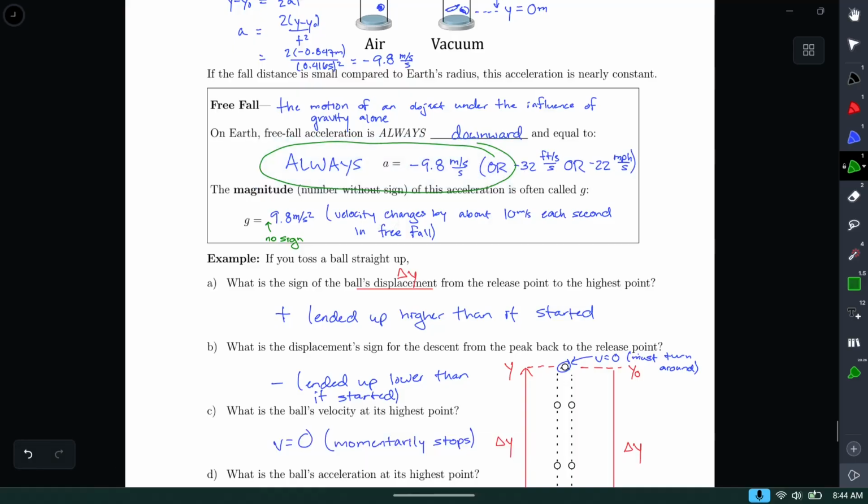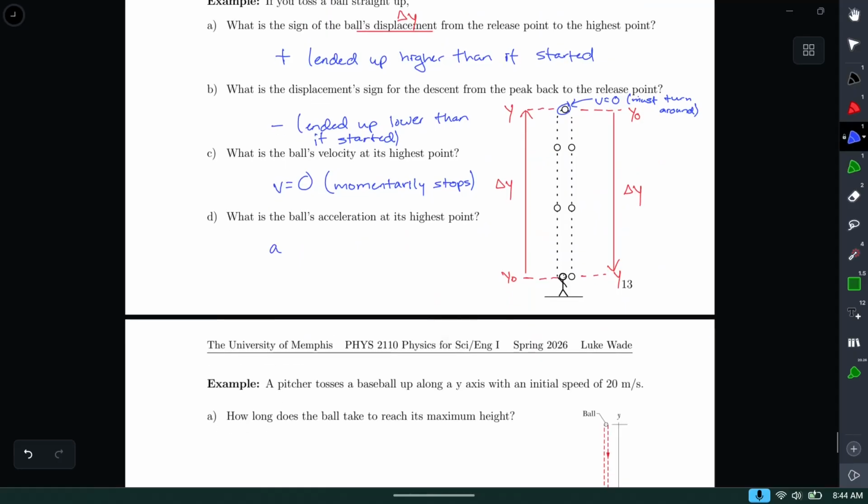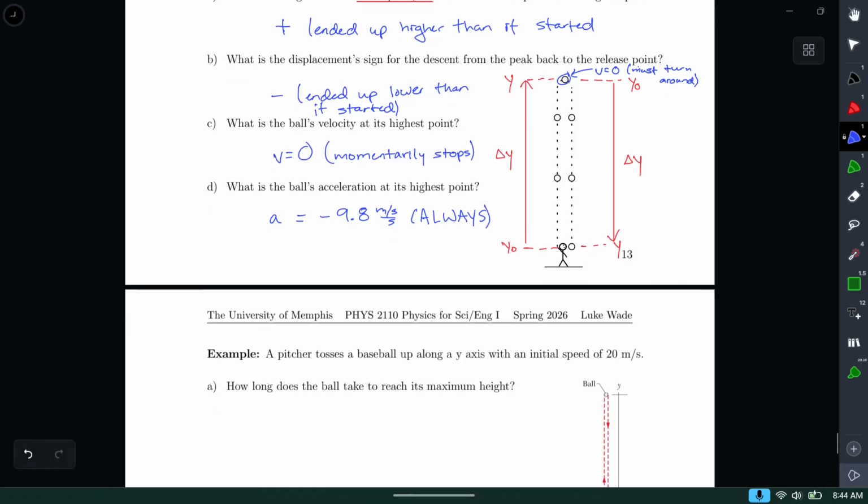It is always negative 9.8. It's tempting to say 0 because the velocity is 0, but the acceleration, as you said, is negative 9.8 meters per second per second, and that is always the case in free fall. So now we have to make sense of that, because I know it feels like it should be 0 up there if the velocity is 0. I'm going to pick a specific starting velocity. I'm going to say you throw the ball up in the air at 30 meters per second. So V0 is positive 30 meters per second.